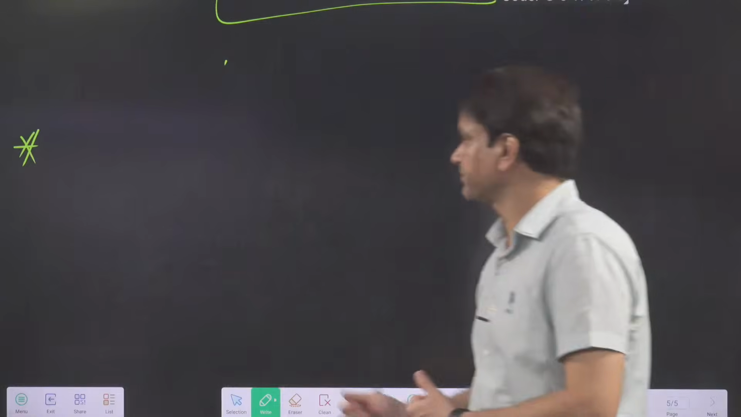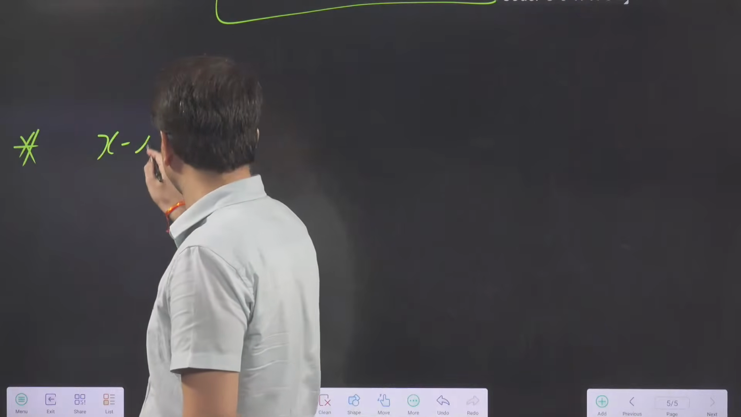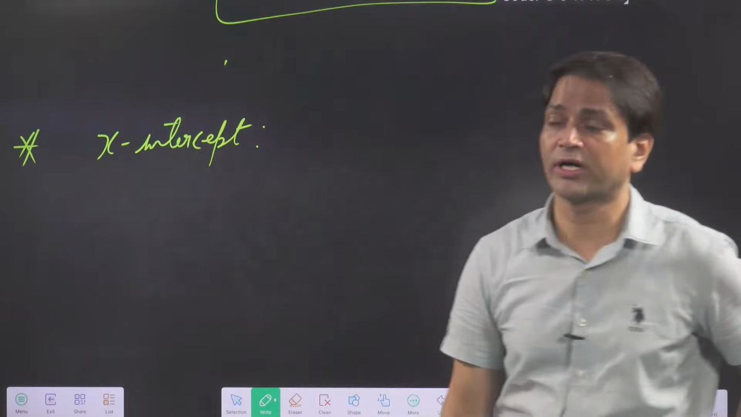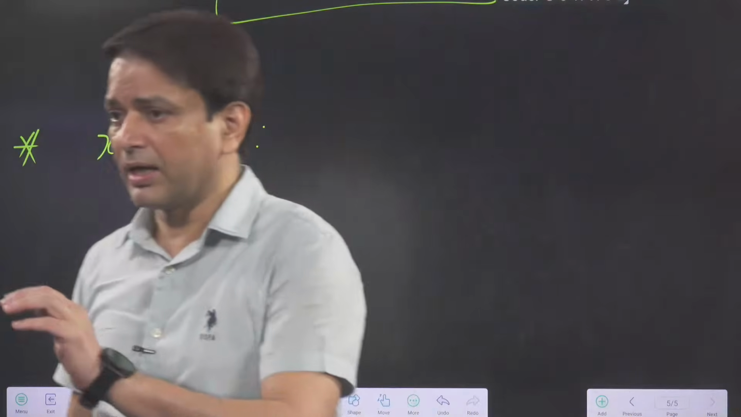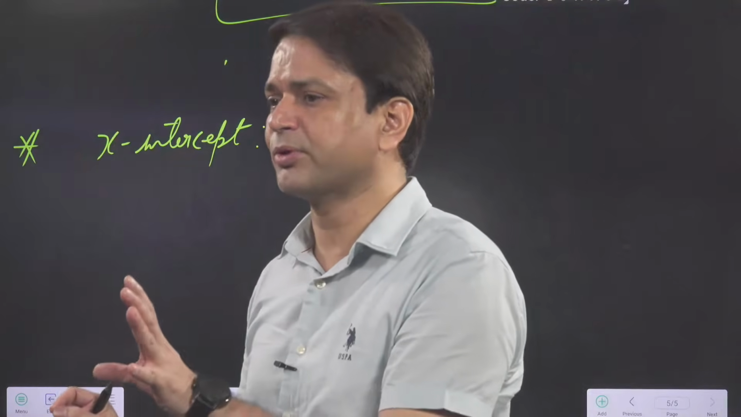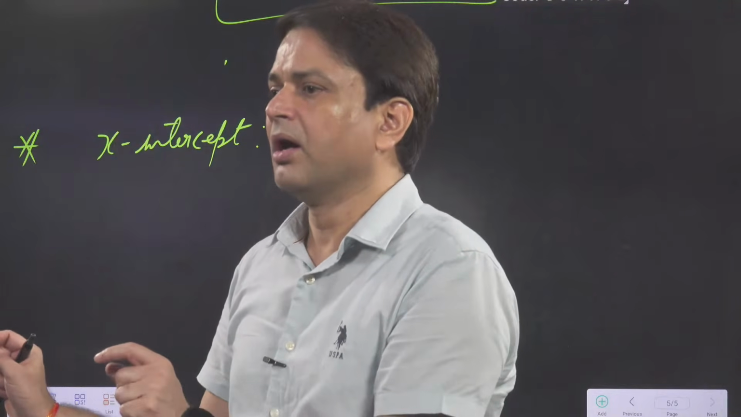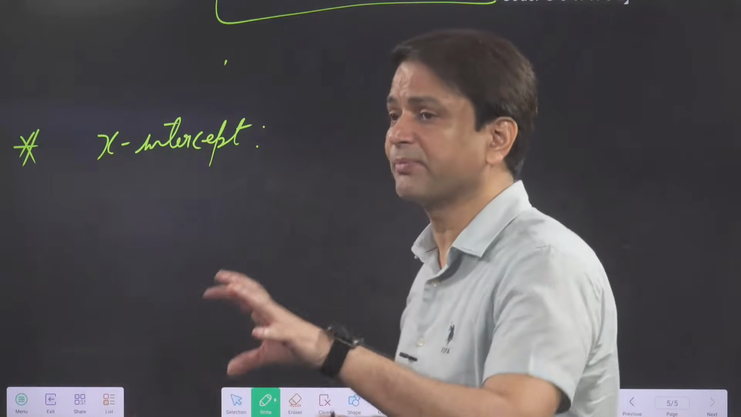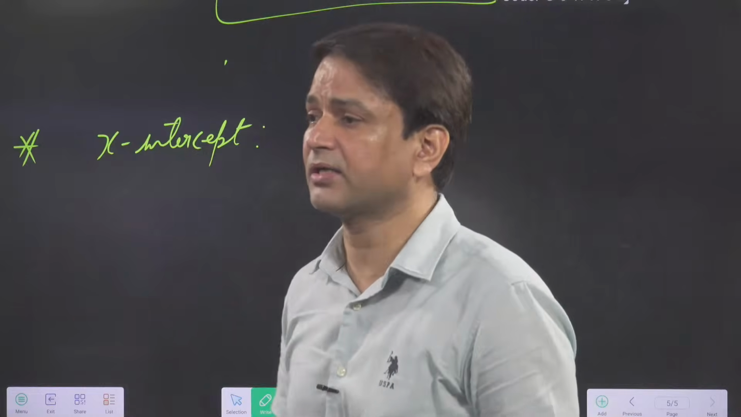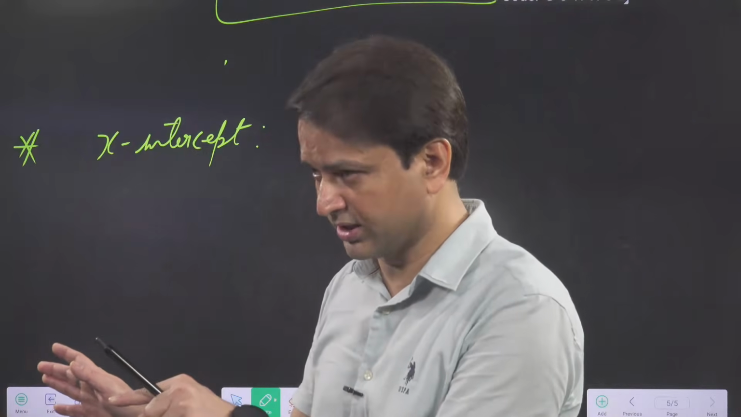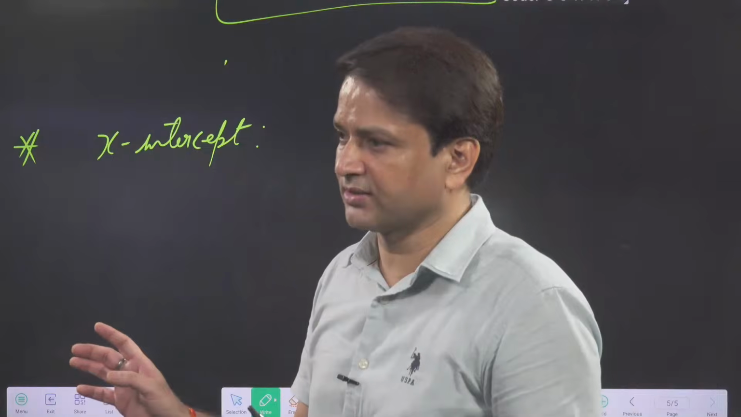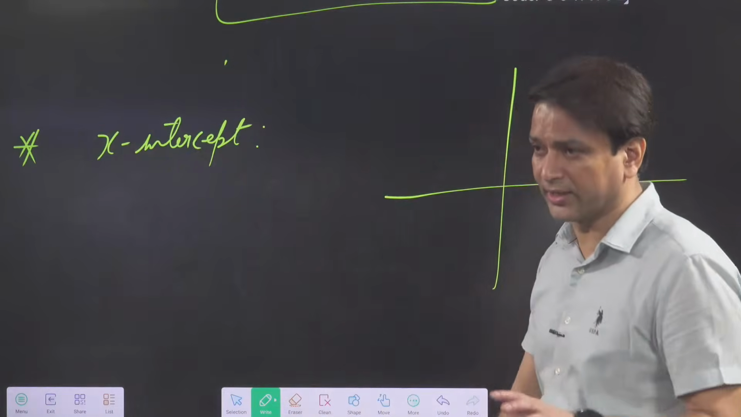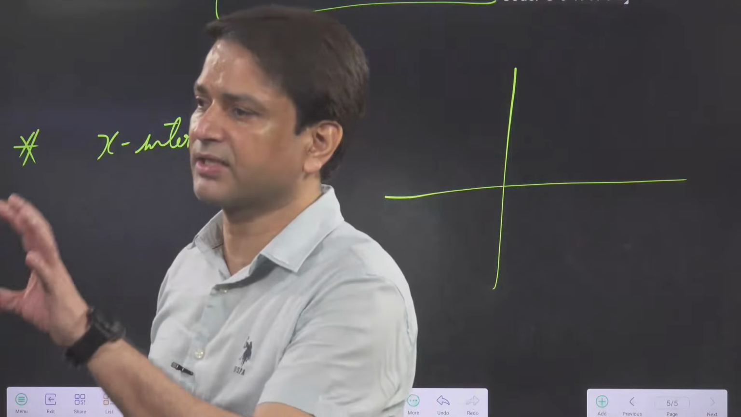Okay. Now, what is the x-intercept? Intercept we use in so many ways. X-intercept is the distance of the point from the origin where the line or graph is cutting the x-axis. Again, I am repeating the meaning of x-intercept. And what is the y-intercept? Y-intercept is the distance of the point from the origin where the line is cutting the y-axis.